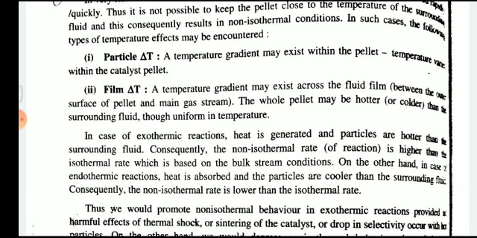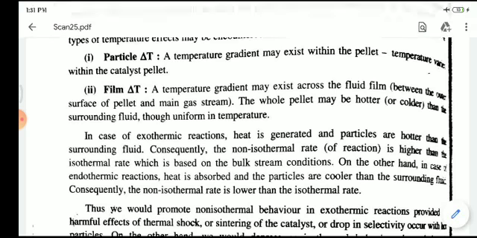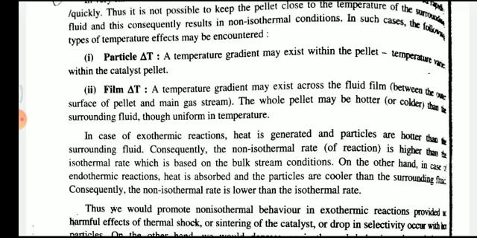Film delta T: a temperature gradient may exist across the fluid film, between the outer surface of the pellet and the main gas stream. So the whole pellet may be hotter or colder than the surrounding fluid, though uniform in temperature.